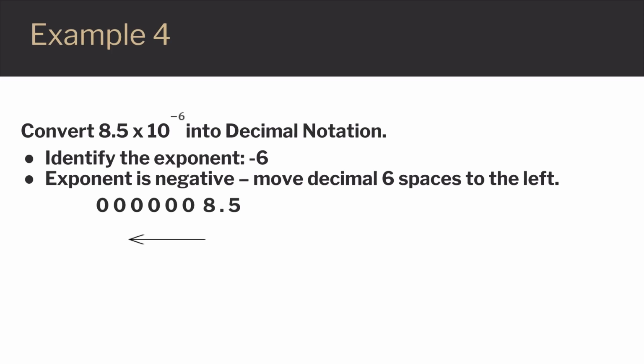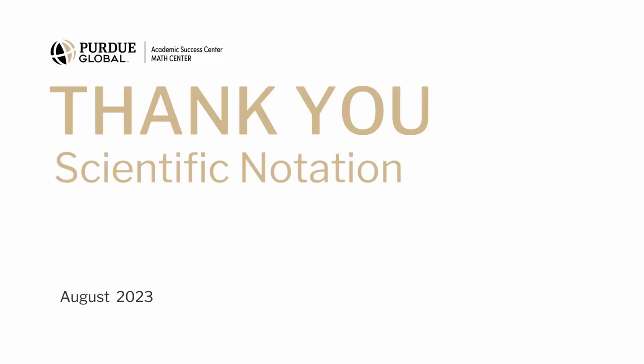You want to place your pen on the decimal, and we're going to need to add some zeros so that when we move, we'll have places to move to, and then count 6. 1, 2, 3, 4, 5, 6. So our answer is 85 10,000,000ths. Thank you for watching this presentation on scientific notation.